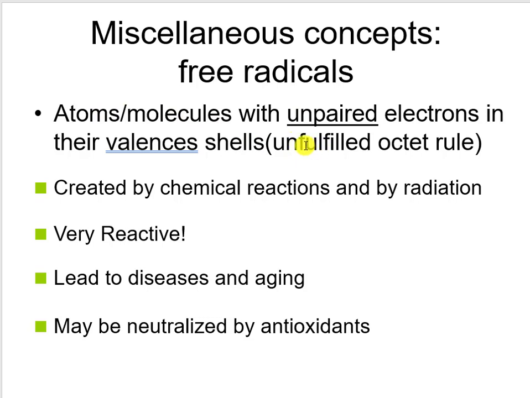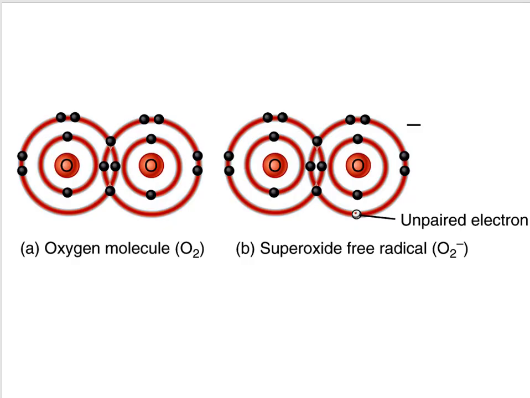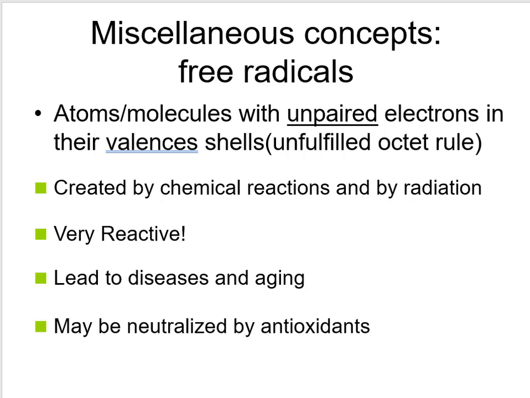If you have an unfulfilled octet rule, that atom or molecule is going to do whatever it takes to end up satisfying that itch. And in doing so, if it can't find a reasonable negotiation with another atom to satisfy that octet rule, it's then just going to go on and start stealing stuff. So anyway, those are free radicals.